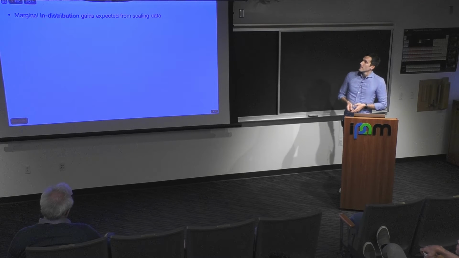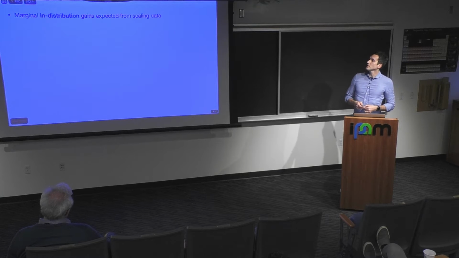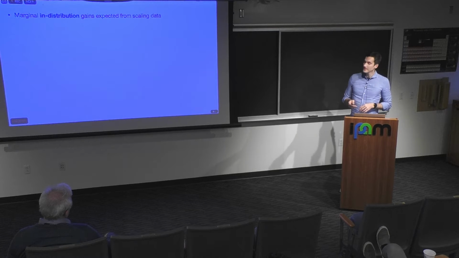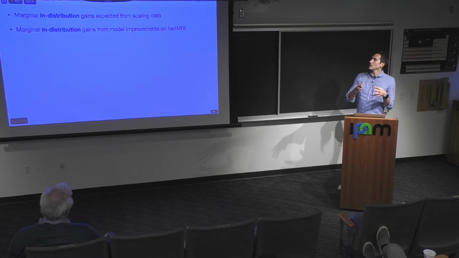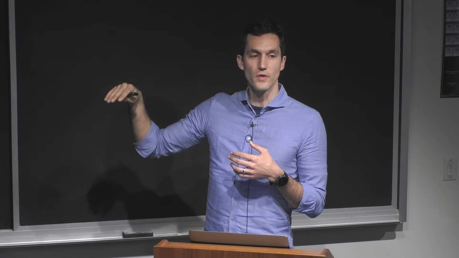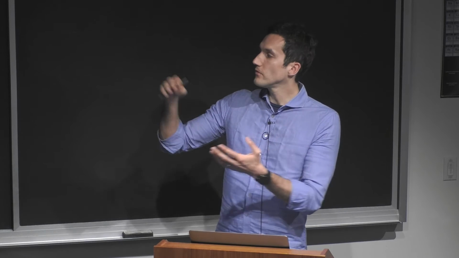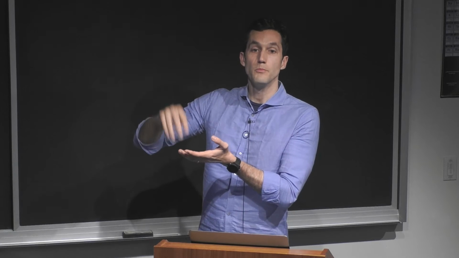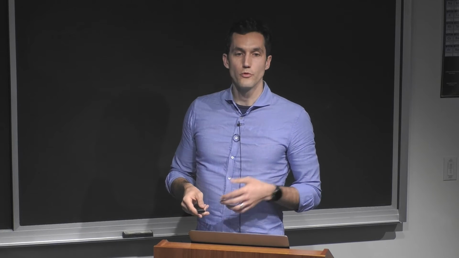Okay, so the conclusion so far is that we expect very marginal in-distribution gains from scaling data. I'm going to explain what I mean by in-distribution gains in a second. I would also argue that we get very marginal in-distribution gains from model improvements on things like fastMRI. For example, Marty was also showing yesterday the models on fastMRI, and you could see that all the scores are extremely close to each other, right? In the past few years, it has become very difficult to improve the models to get better performance. So there are also relatively marginal in-distribution gains from model improvements on this data set.